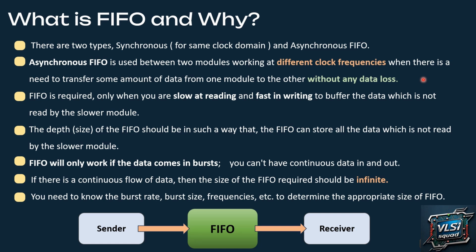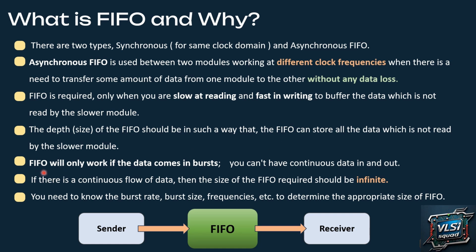FIFO is required especially when we are slow at reading and fast at writing. When the writer is writing fast and the reader is reading slow, there may be chances that the reader can't read whatever data is sent by the writer, and there may be data loss. Now FIFO depth can be calculated in such a way that all the data which is not read by the slower module has to be stored somewhere so that the reader can read it slowly from that FIFO.